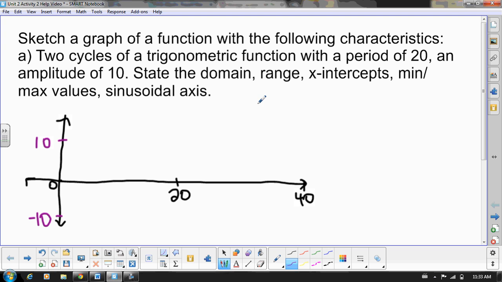Now, because the period is 20, that means one full cycle has to happen between 0 and 20. So I'm going to cut this in half. So if I'm drawing a sine curve, I know that the maximum will be here, and the minimum will be here. You could choose sine, cosine, doesn't really matter. I'm just choosing to draw sine.